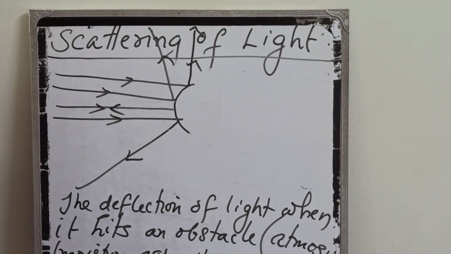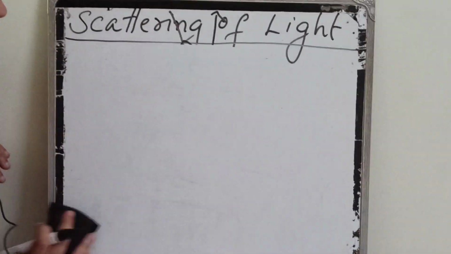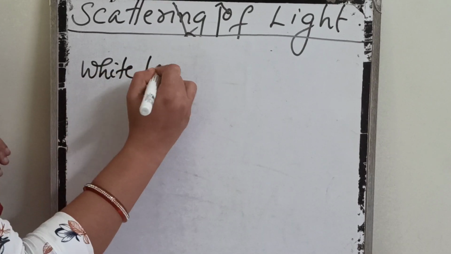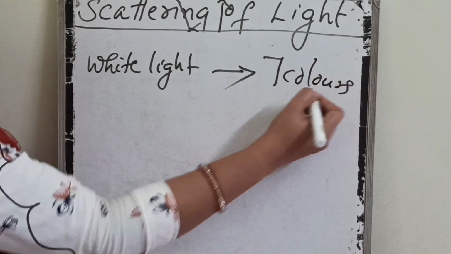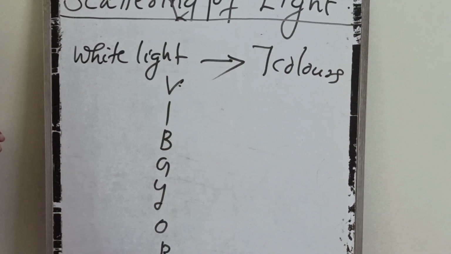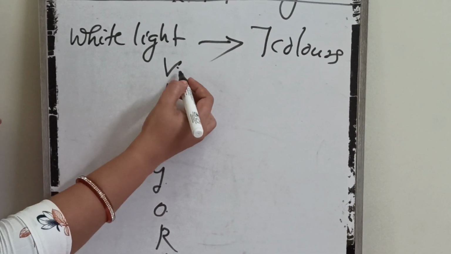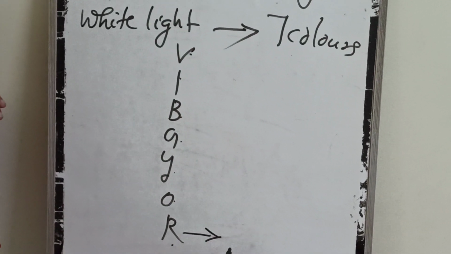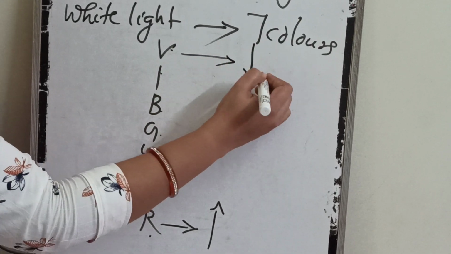Now, scattering of light mainly depends on the wavelength. As you know, white light is composed of how many colors? 7 colors, isn't it? In the order VIBGYOR, from violet to red: indigo, blue, green, yellow, orange and red. Now these different colors have different wavelengths. Among them, red light has the highest wavelength. Violet has the least wavelength.